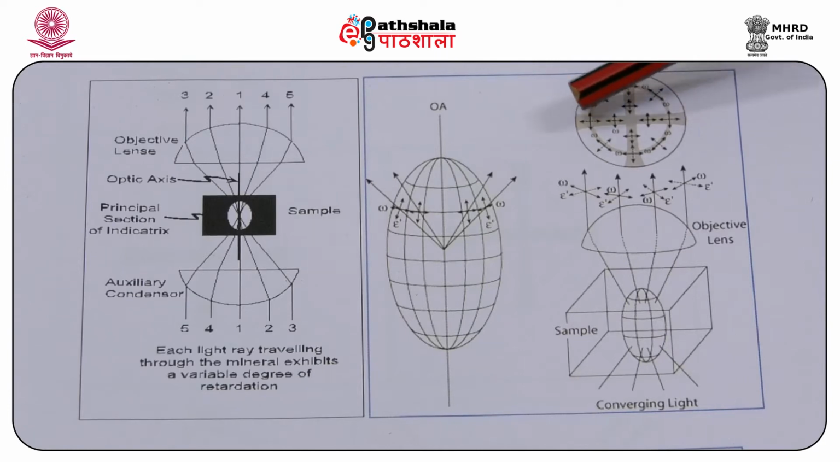You just follow the isogyres, you will see that either the vibration directions are east-west or they are parallel to the north-south direction, which will result in a condition of extinction. The mineral is dark along these two lines, and this darkness progressively fades out on two sides of each line, and this is how we obtain the isogyres in an interference figure.